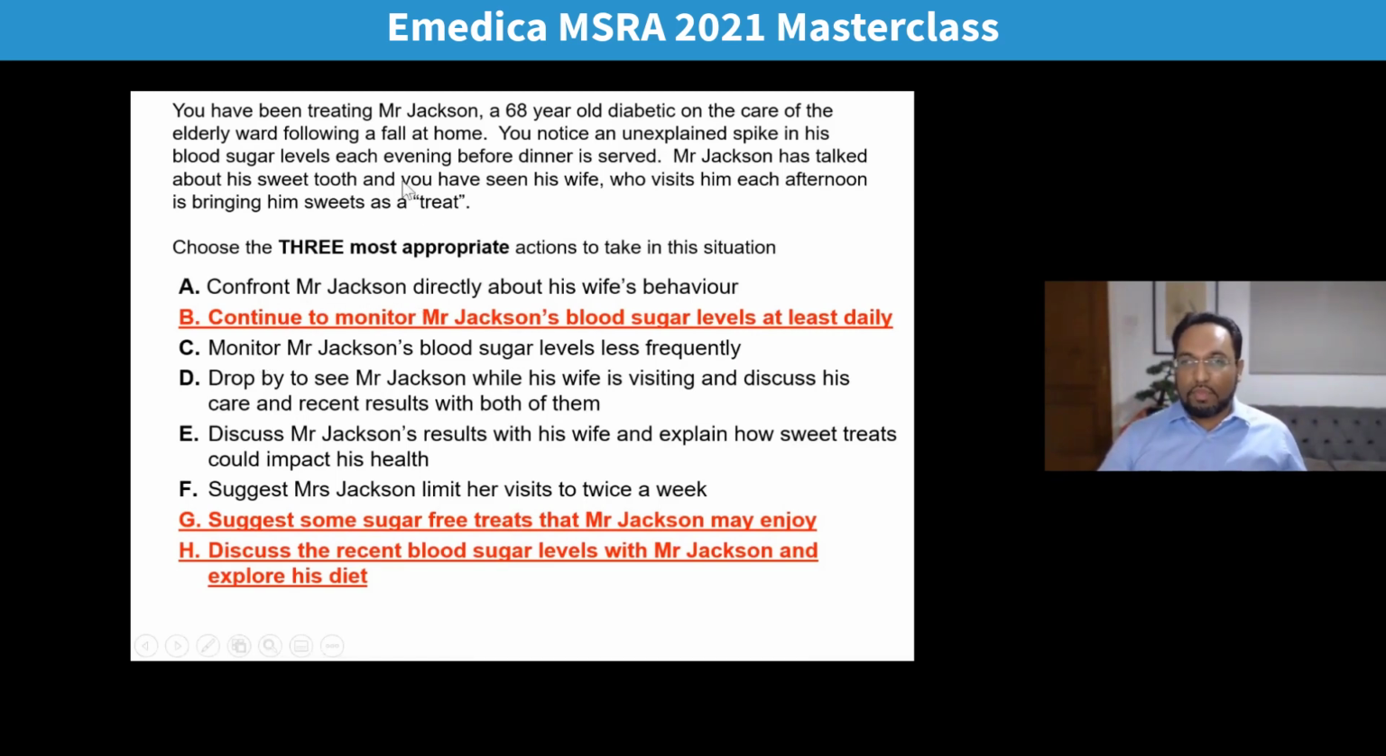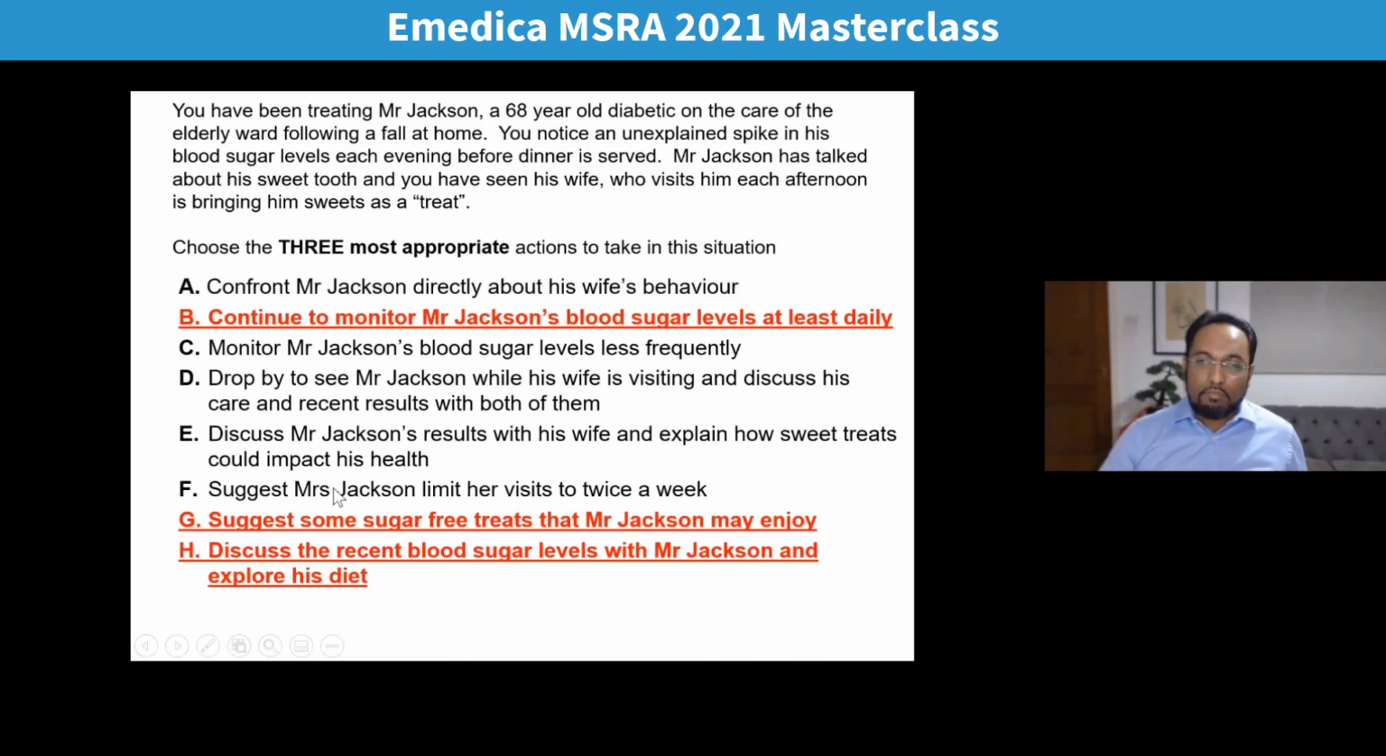Option C, hardly anyone picked. If they're not controlled now, if you measure them less frequently, it may get even worse, and it will take you longer to pick it up. So it's not really in the patient's best interest. Option D and E I'll come back to, because quite a lot of people picked D and E. Between the two of them, about 25% of you picked either D or E, so it's quite a lot.